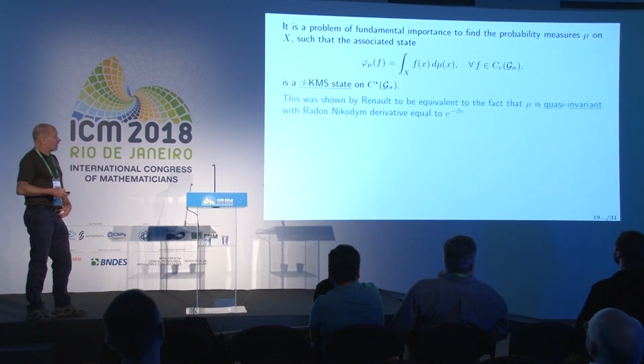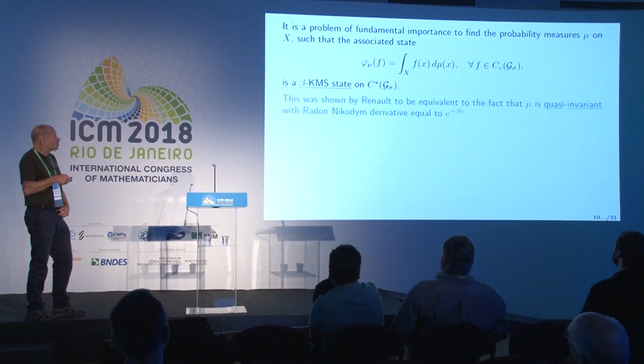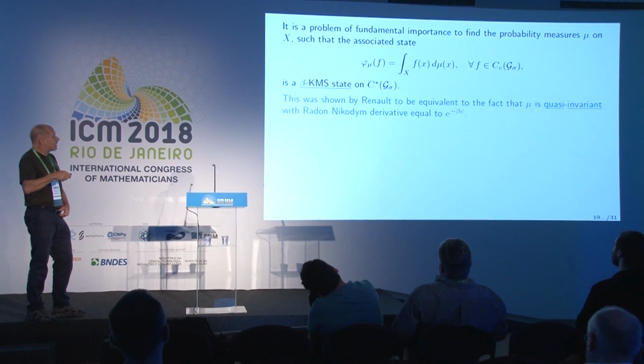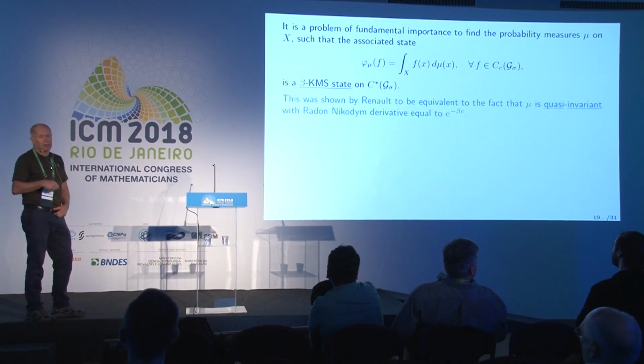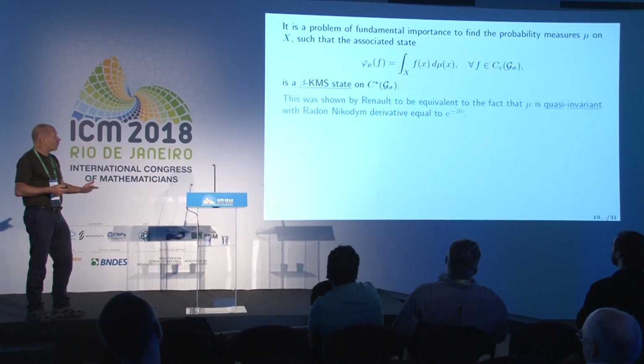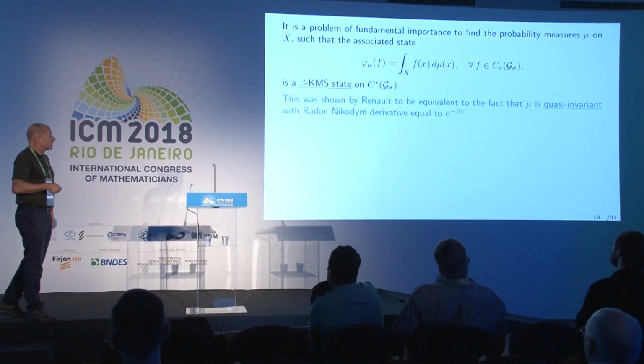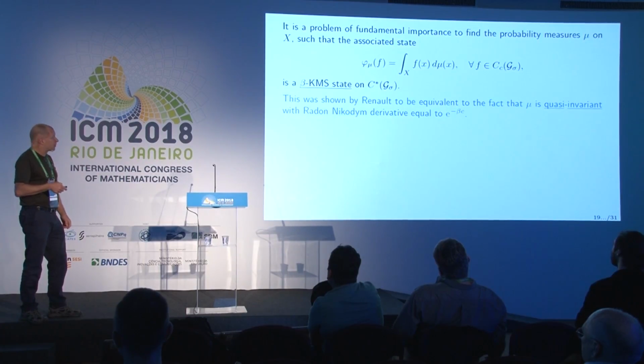And every time you have a flow on a groupoid given a cocycle, there's a standard result in Jean Renault's thesis, which says that if you take a measure on X and you define a state on the groupoid C-star algebra by this formula, simply integrating the function over the unit space, you get a KMS state if and only if the measure is quasi-invariant with the correct Radon-Nikodym derivative.